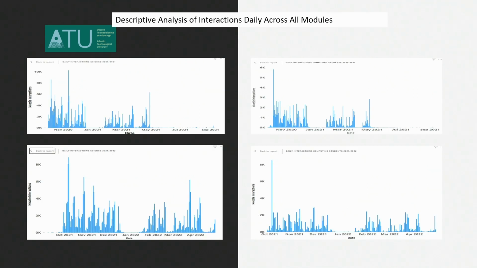And then we also broke down these interactions by the day. These are the same interactions as previously, but daily. We're also seeing a similar pattern to the monthly interactions. They seem to engage more in the first semester, but after the break, in the second semester, the interactions seem to drop across all of the modules.